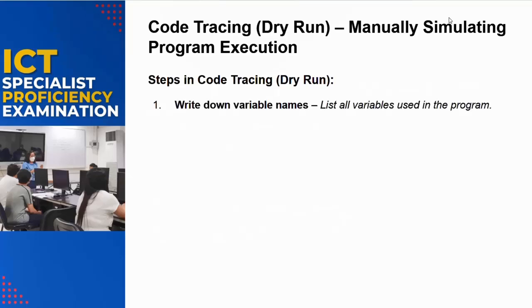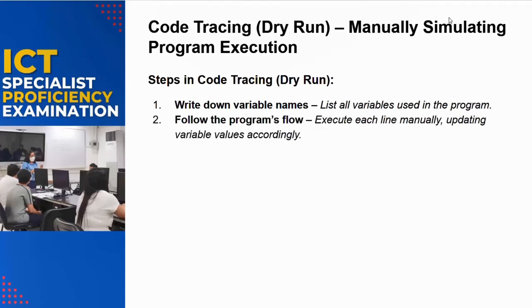Number 1, write down variable names. Isulat natin ang lahat ng mga variables found in the code. List all variables used in the program so we can track their values. Second, follow the program's flow. Execute each line manually, updating the variable values as they change. Use a trace table. Keep a structured record of variable updates at each step for better visualization.